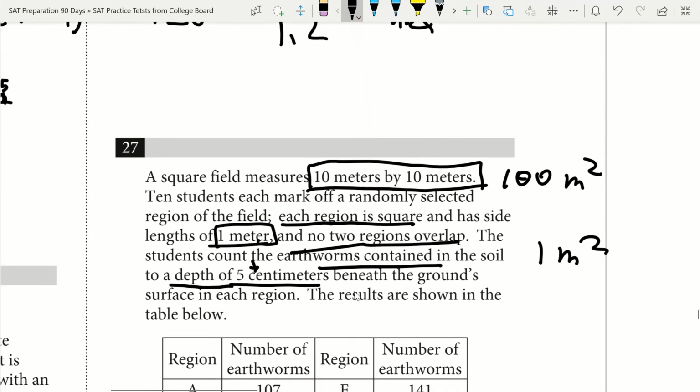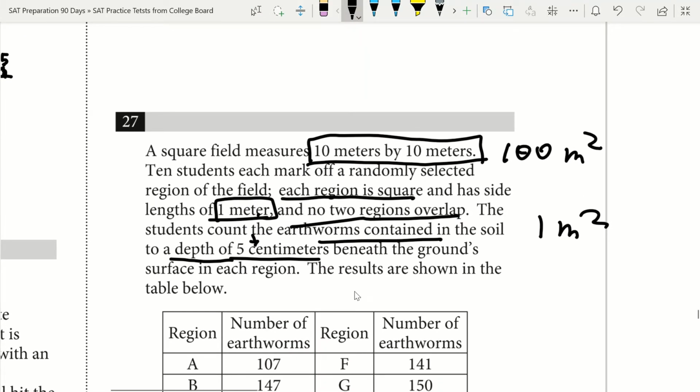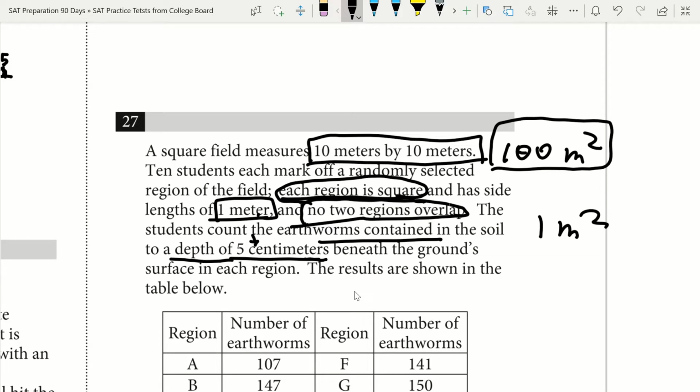All right, so as far as things to put in your notes, really the big thing is understanding that if we have dimensions like 10 meters by 10 meters, we multiply them to get the total area of the field. After that, understanding that each region is square. Notice how, as I read through a word problem, I annotate the text, underlining and circling and squaring things. Any measurements I get, I want to pay attention to. Any restrictions, such as no two regions overlapping, I want to pay attention to. Anything with shapes, such as each region is square, I want to pay attention to.